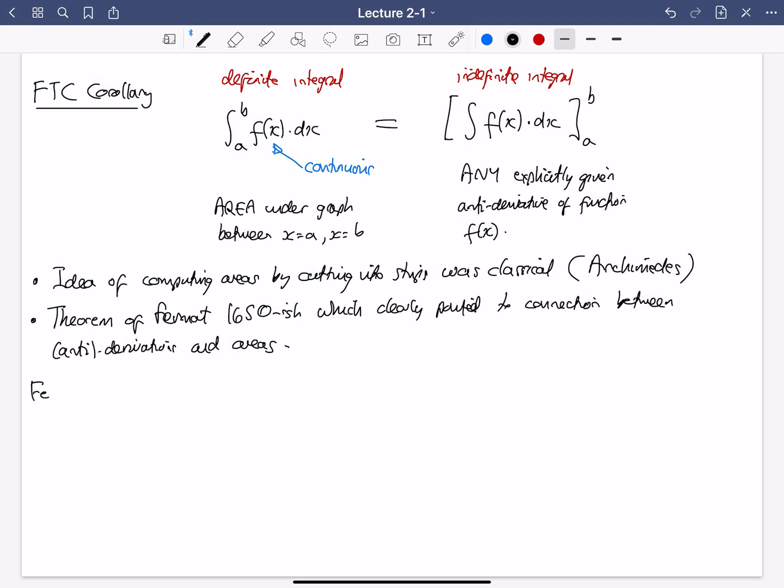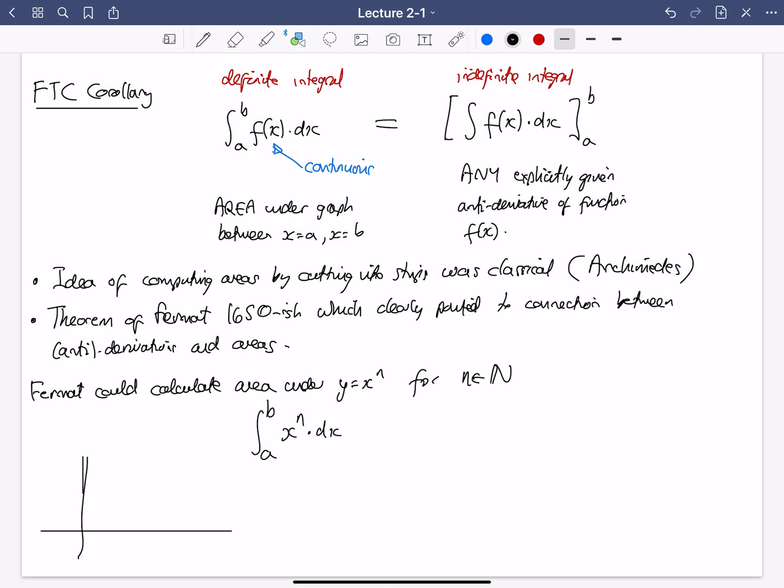So here's what Fermat's theorem could do. Fermat could calculate the area under the graph y equals x to the n for a natural number n. So in the notation we're using, he could calculate the integral from a to b of x to the n dx. So let's just draw a little picture so that you're on board with this. This is the graph of y equals x to the n. If we go to n is 2, it's a parabola, but it needn't be a parabola. It can be steeper, it can be a cubic or a quartic. And we're looking at that graph between a and b, and we're interested in calculating the area of that region underneath that y equals x to the n curve.